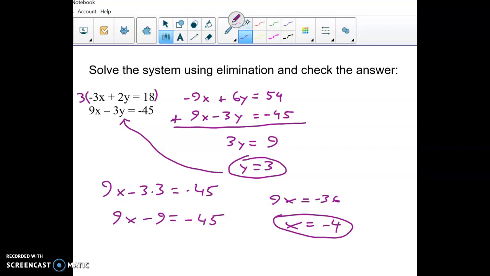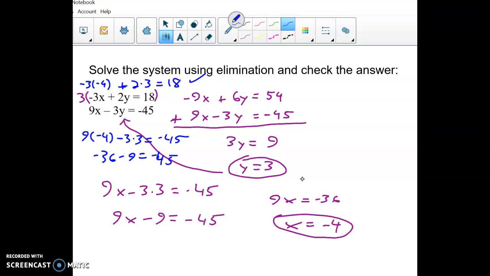All right, and please know, if you get here and you're like, man, I feel like I made a mistake or something, you can plug it in and check. So if we check x being negative 4 and y being 3, we can see, does that work out and make a true statement? So here we'd have 12 plus 6 is 18, so that seems okay for the first equation. Now try the bottom one. 9 times negative 4 minus 3 times 3 is negative 45. So we'd say negative 36 minus 9, that looks like it equals negative 45. Okay, so that's a way we can check, right, that our answer works for both equations.